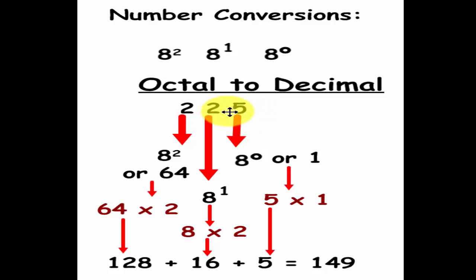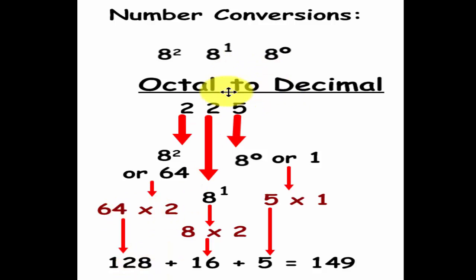Now, to convert 225 from octal to decimal, here's what we have to do. We take the first number and bring it down. 8 to the power of 0 is 1. This number is a 5, so 5 times 1 is 5. Next, 8 to the power of 1 is 8, so 2 times 8 is 16. And the last number, the first one I should say, is 2, and 8 to the power of 2, or 8 squared, is 64. So 2 times 64 is 128.